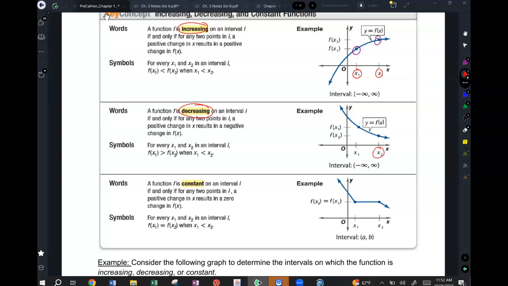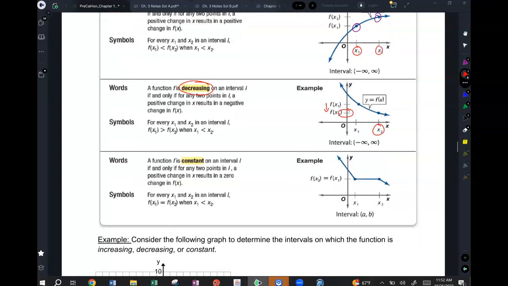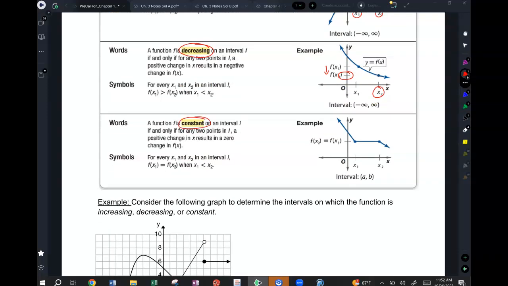Similarly, if on an interval, we say that a function is decreasing when for any 2 points, x1 and x2, and of course x2 has to be bigger, then f of x2 is smaller, then we say the function is decreasing on that interval, right? So no matter what 2 points I pick. So that's how we say if something is increasing or decreasing. Similarly, a function is constant on an interval if for any 2 values, x1 and x2, f of x1 and f of x2 are the same.